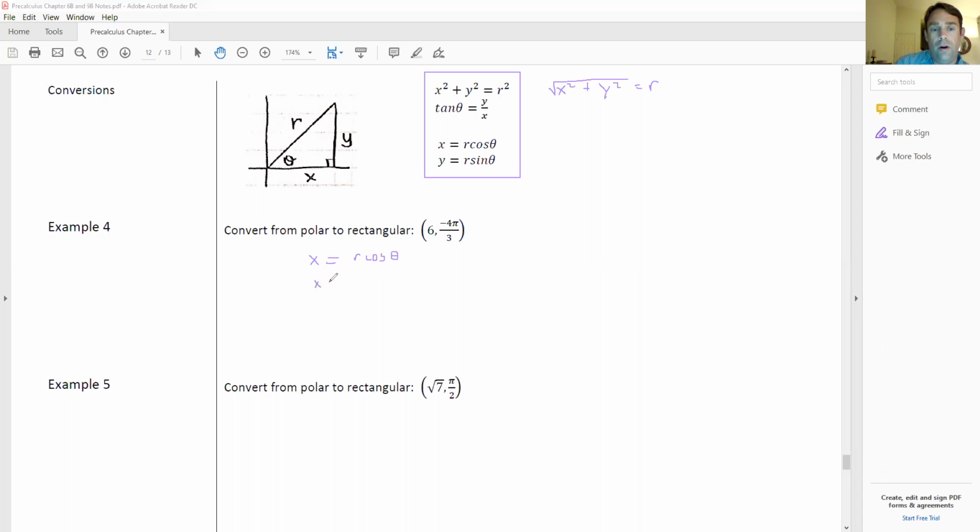So that means r, which is 6, times cosine of negative 4 pi over 3. So that's the same thing as 2 pi over 3. So cosine of 2 pi over 3 would be negative 1/2. So 6 times negative 1/2 would be negative 3.